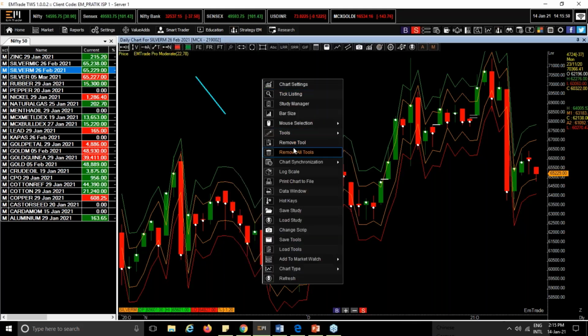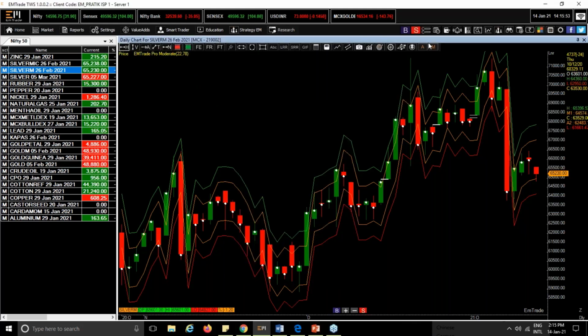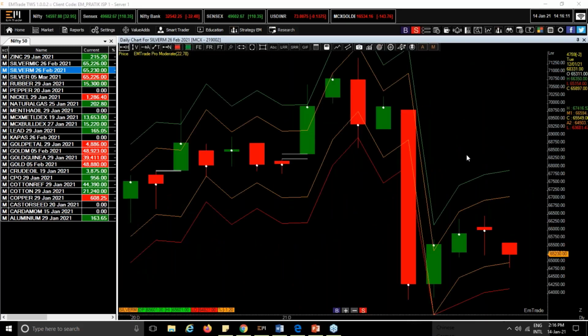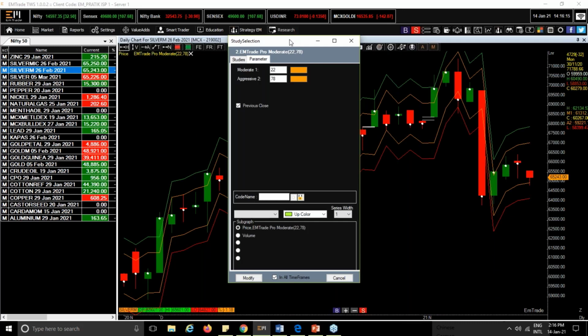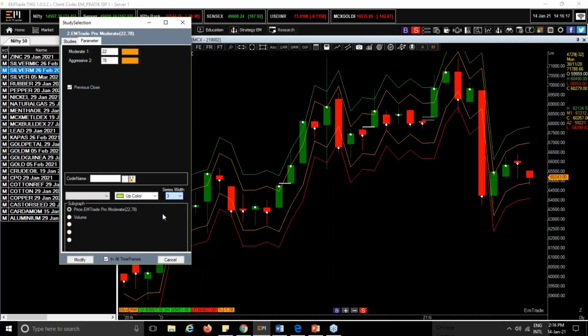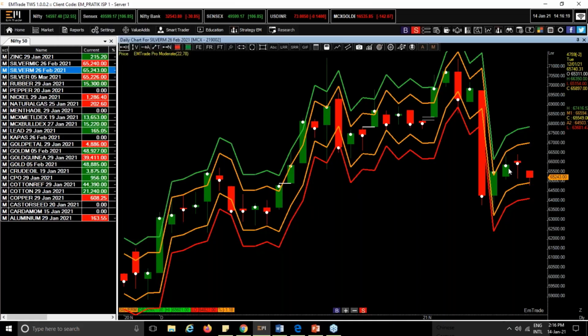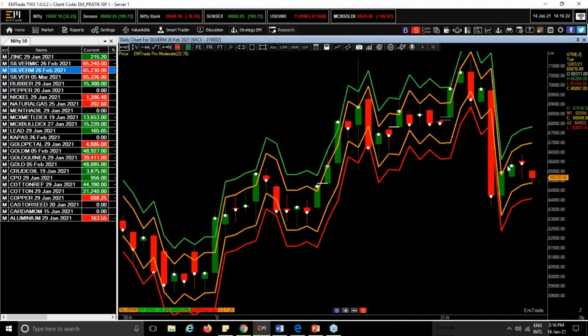On your screen, the option is given for A and M. M is for the EM Trade Pro moderate indicator. So for this EM Trade Pro moderate indicator, you just have to click. Automatically 4 bands appear on your screen. With the help of these 4 bands, we can easily predict the entry and exit.